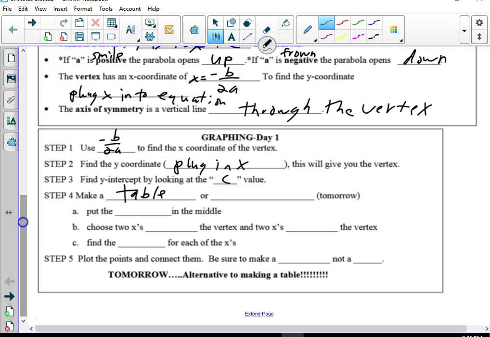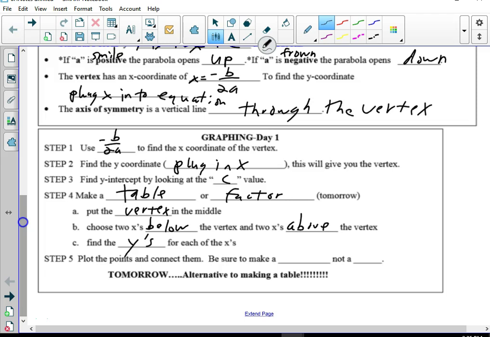You're going to make a table or factor, which we have talked about and we'll review again tomorrow. Put the vertex in the middle if you're making a table. And you put some above and some below. So you're going to choose 2 x's below the vertex and 2 above. So in other words, you'll have 5 points.